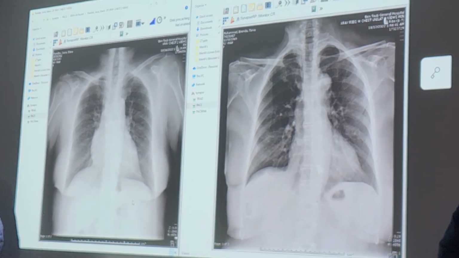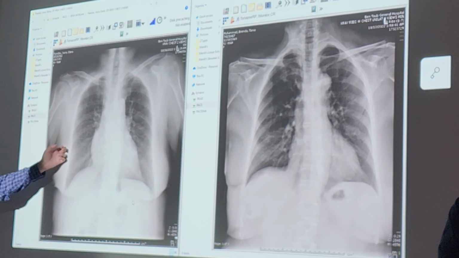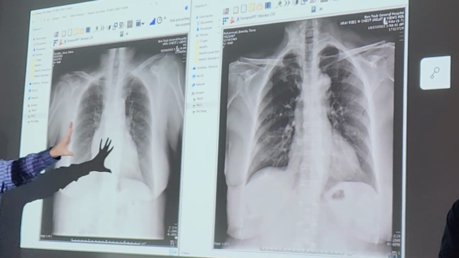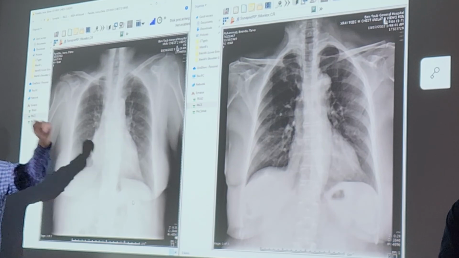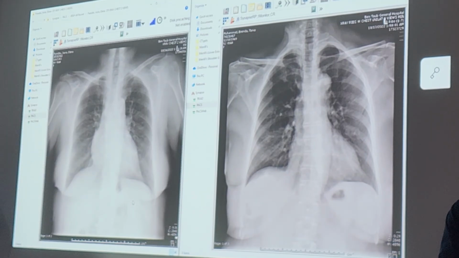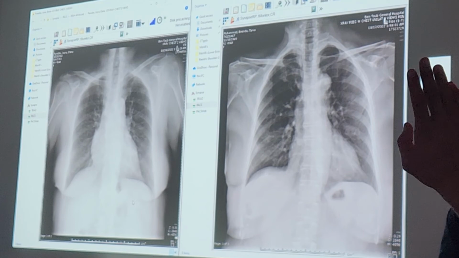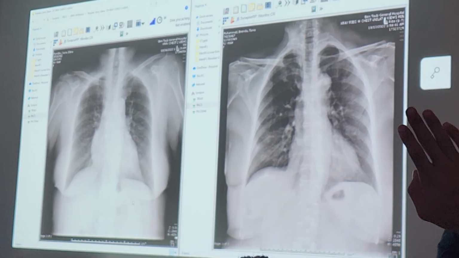All right, so make sure you understand absorption versus scatter. Absorption is what creates our image. Scatter is what destroys our image. Absorption has to do with the contrast between bone and soft tissue, and scatter creates fog. Scatter keeps you from seeing that contrast.